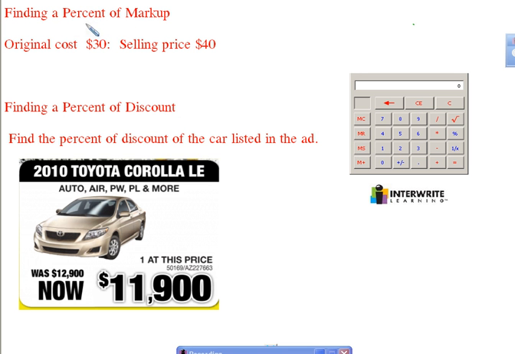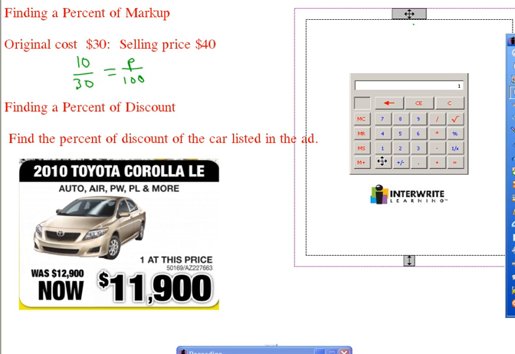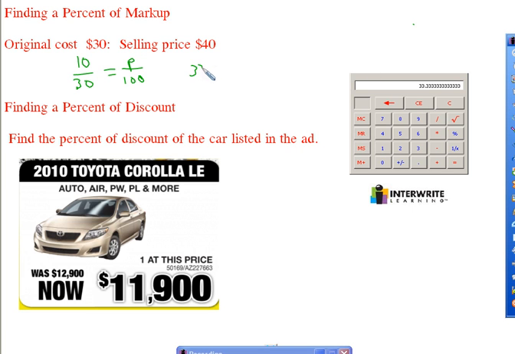Now here, we're finding the percent of markup. That's when a store sells a product, they naturally mark up the cost a bit so they can make a profit. The original cost is $30. The selling price is $40. So what's the change? The change is going to be 10 over the original price, which is 30. And then it's the percent over 100. For this one, I don't even really need to do the multiplication, but I'll do it just to make sure it's clear. 10 times 100 is going to be 1,000, and divided by 30, that's going to be our answer, 33.3. That's the percent change, and that's a percent of markup.